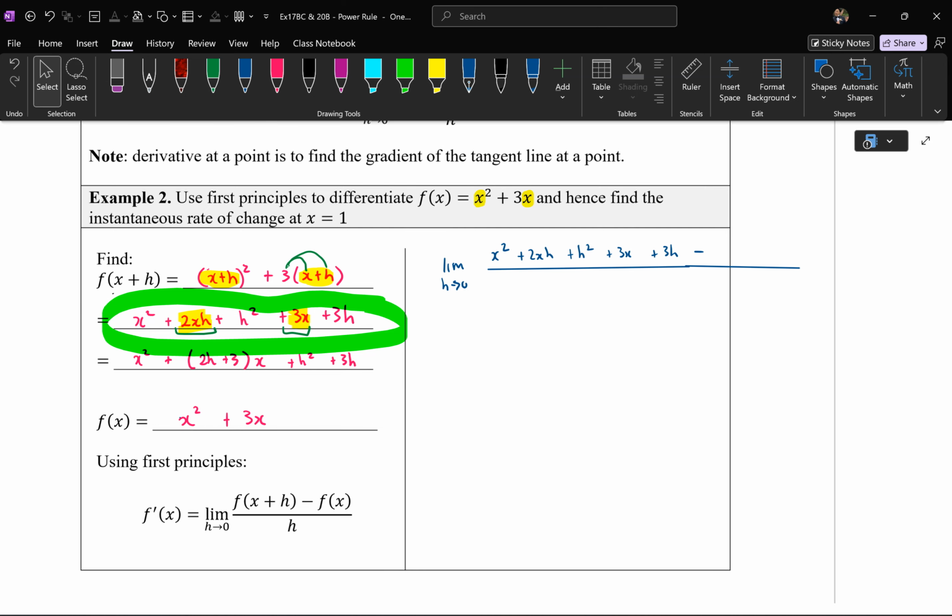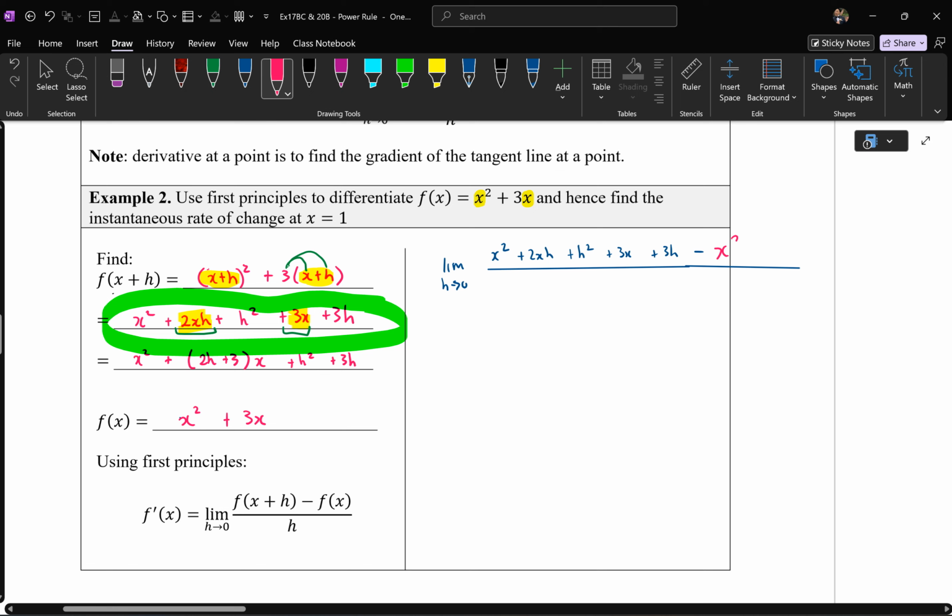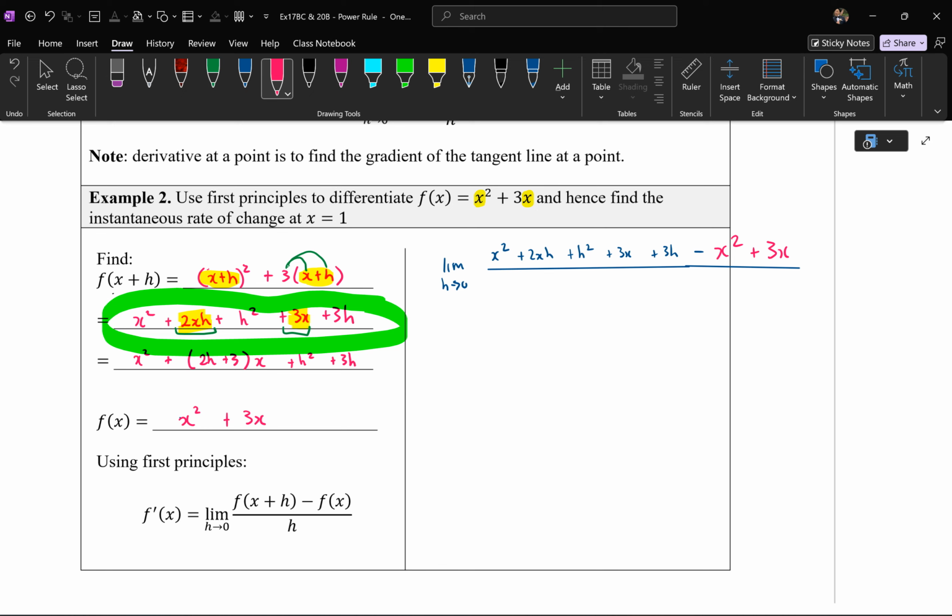Now be careful when you're minusing here. A lot of students do this. Tell me where they've gone wrong. What's wrong? Because that's f of x. So I wrote it. X squared plus 3x. Here's my f of x plus h. Here's my minus. Why am I wrong already? Something's gone wrong.